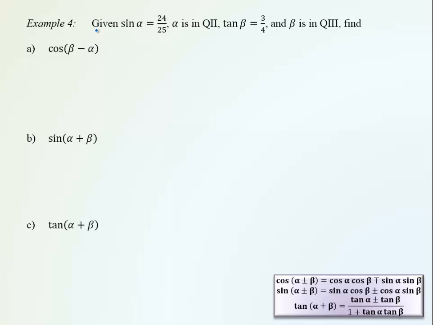Okay, the next exercise tells us that sine of a certain angle alpha in the second quadrant has the value 24/25. Tangent of a certain angle beta in the third quadrant has the value 3/4. And having this information, find out what's cosine of beta minus alpha. Well, first of all, let's apply our formula for cosine of difference of angles, which is over here. So cosine of the first angle, cosine of the second angle, plus sine of the first angle and sine of the second angle. Okay, let's see what we already know.